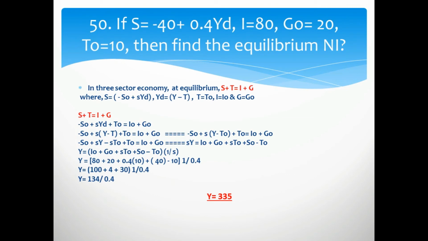The 50th question is again a numerical question. It is a three sector economy and the saving function is given, so we put all the required information in the basic equation, that is S + T = I + G. Here a three sector economy also has C, but because C + S + T = C + I + G, the C cancels out and what remains is S + T = I + G. So we put all the information in the given equation. I have followed all the steps, so hopefully you will understand. So again Y = 335 is the right answer.